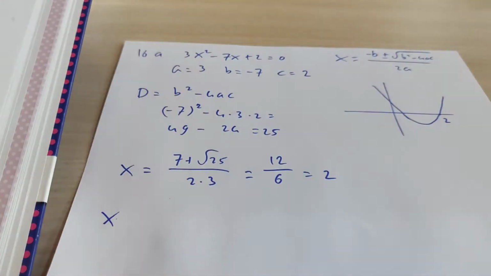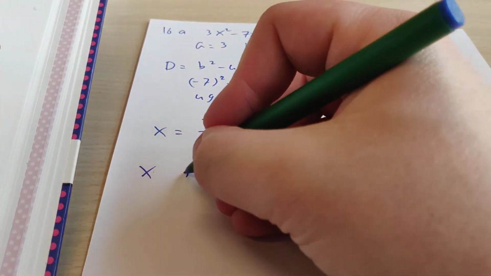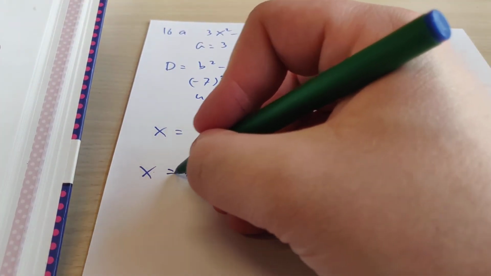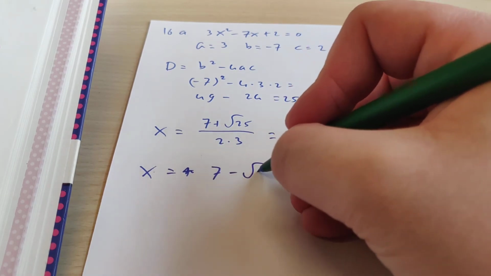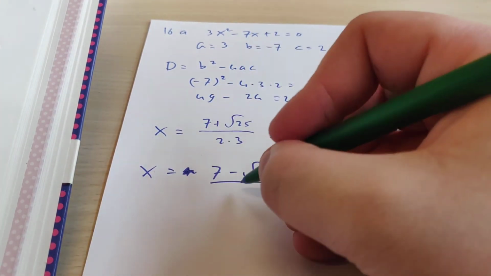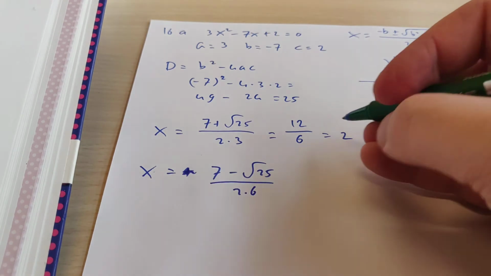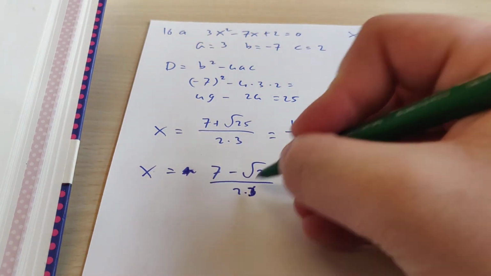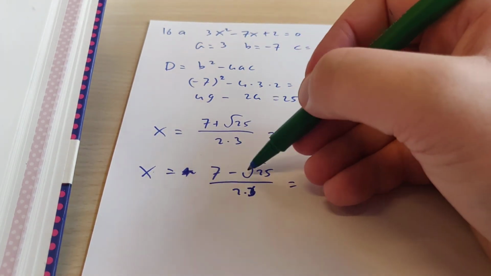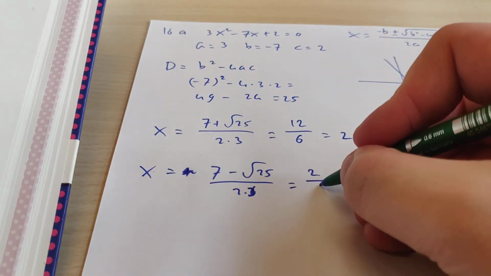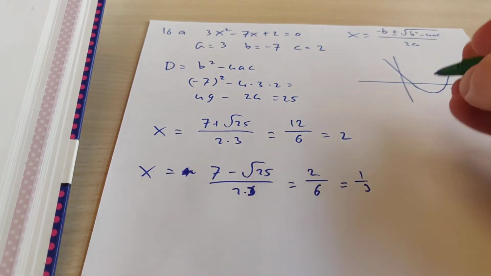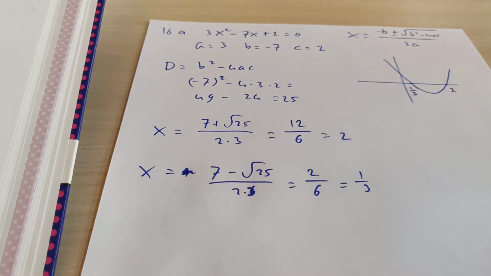And then the other one is 7. Oh, why did I write down a plus? I have no idea. 7 minus the square root of 25 divided by 2 times 3. Okay? So that means that I write down a 6. 7 minus 5 is 2, and 2 times 3 is 6, so this is 1/3. This is the other answer.